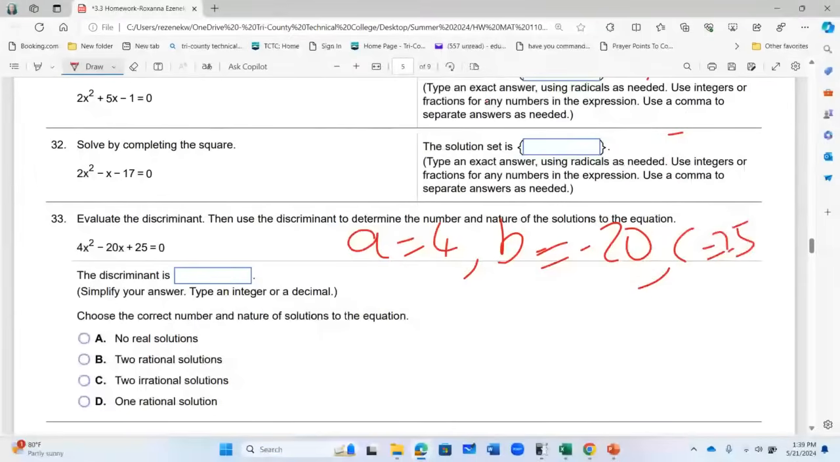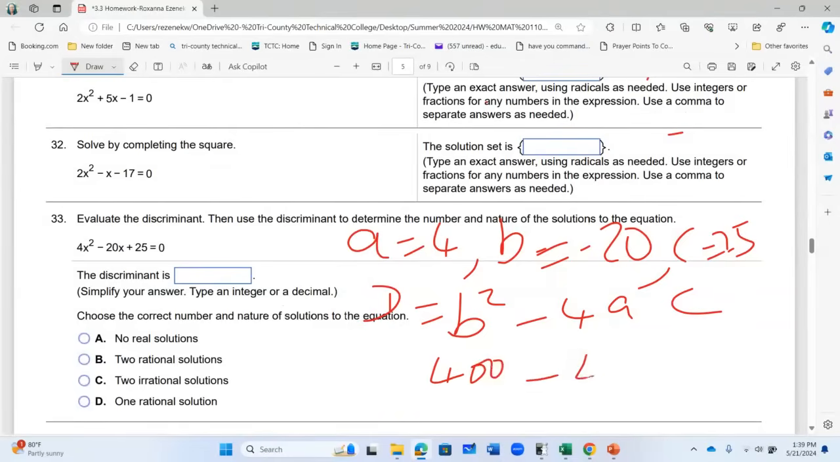So let's evaluate the discriminant. The discriminant is b squared minus 4ac. B squared is negative 20 squared, 20 times 20 is 400, and it doesn't matter because a negative squared is positive. Minus 4 times a, which is 4, times c, which is 25. Okay? So we're told to evaluate the discriminant.